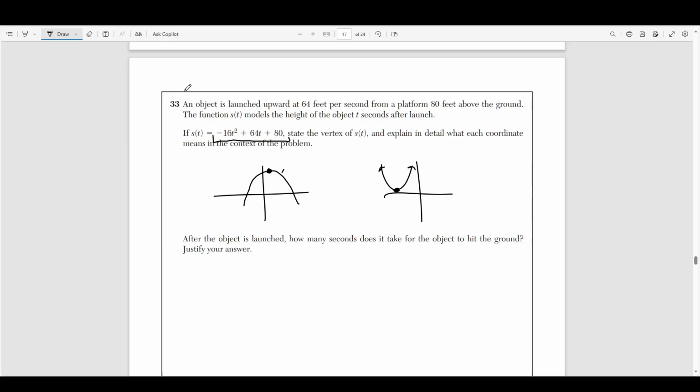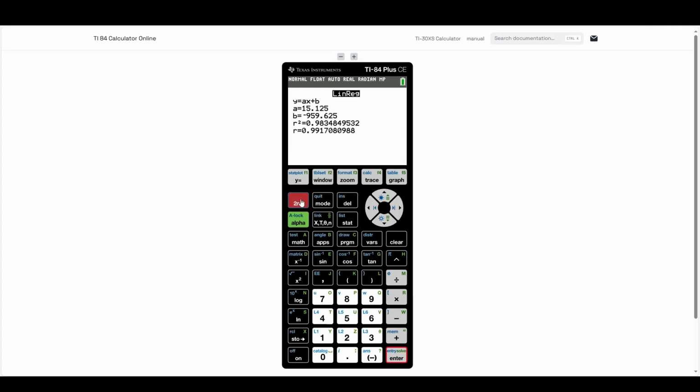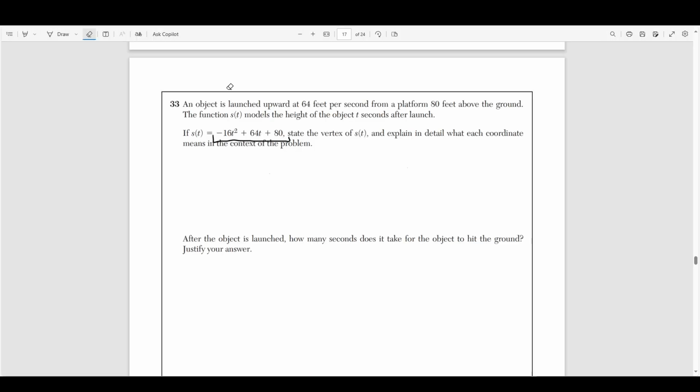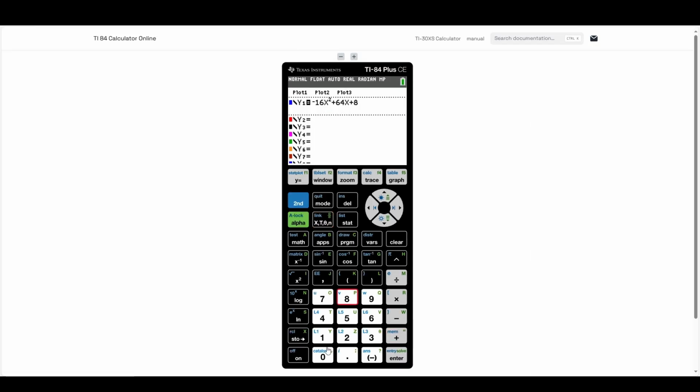Okay, so in this case, the easiest way to find the vertex is to use your calculator. So all we're going to do is enter this equation: y equals negative 16x squared, it's okay if you use x instead of t, plus 64x plus 80. Okay, and we're going to go ahead and graph it. And obviously, it's not going to show our graph because this window is too small, so we can always go into zoom, and then we can always go into zoom fit, right?